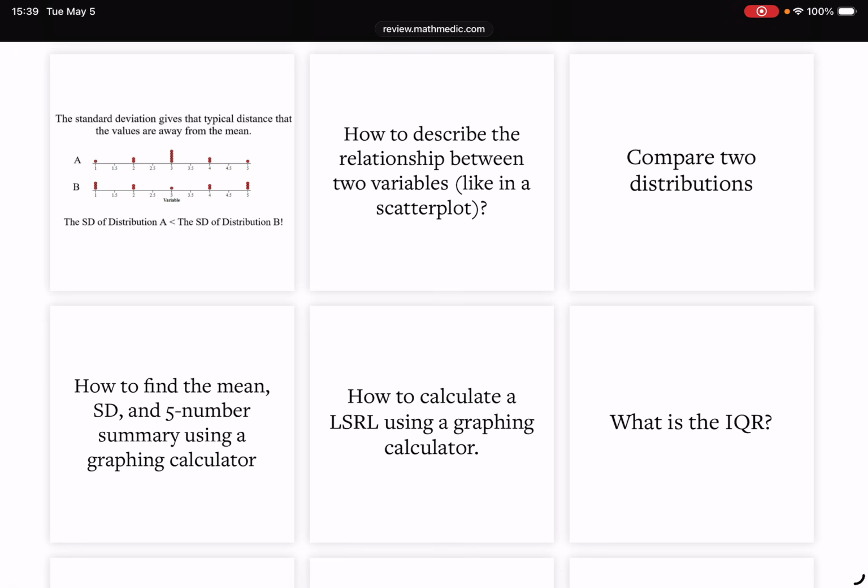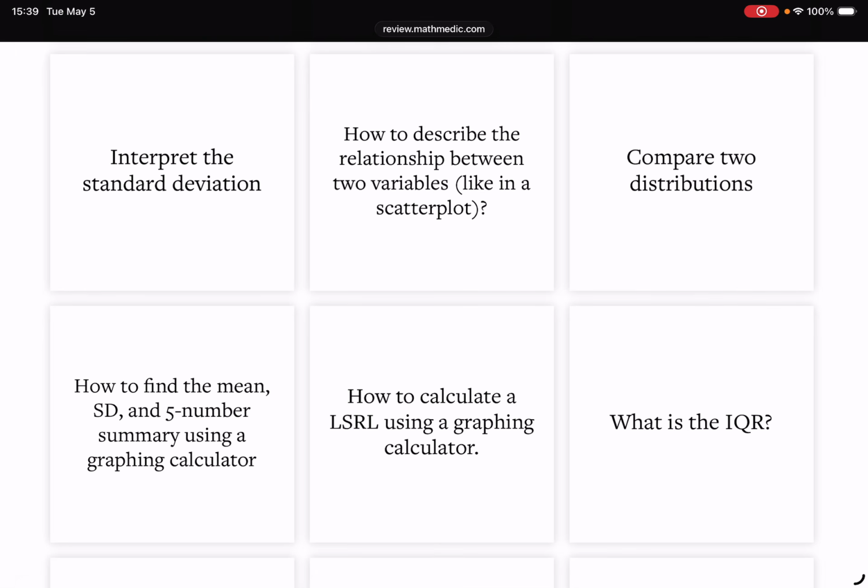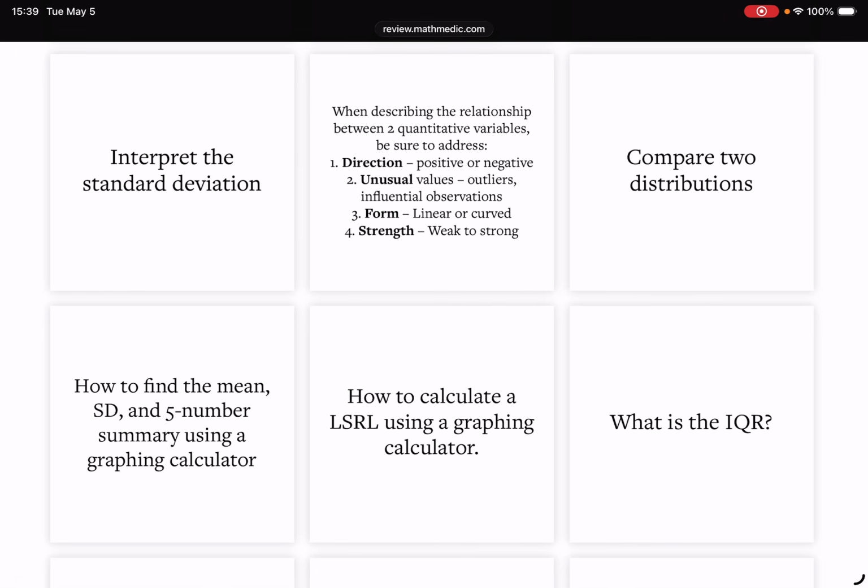The next one says how to describe the relationship between two variables. So it says when describing the relationship, we want to look at the following things. So direction, is it positive? Is it negative? Unusual features like outliers or influential values. Form, is it linear or is it curved? Typically it is linear, or we would refer to it as non-linear. And then strength, is it weak, moderate, or strong?